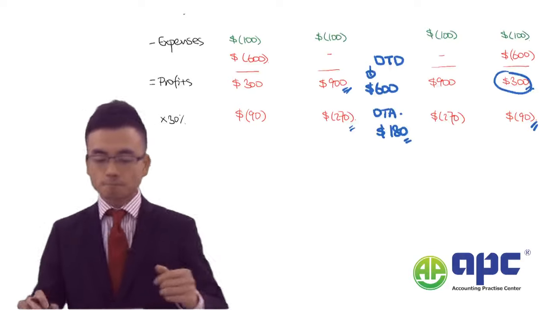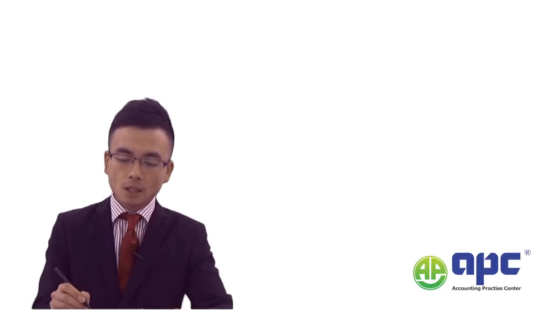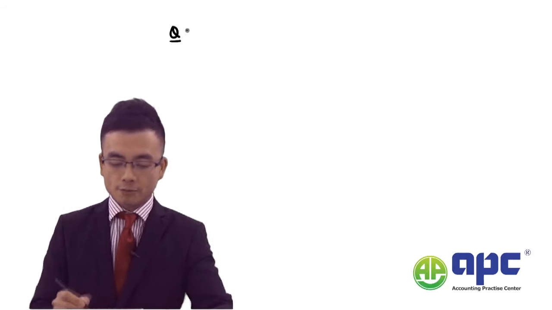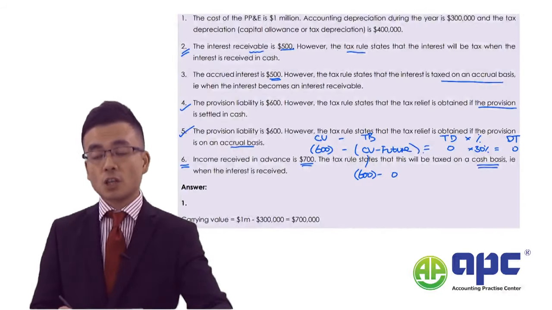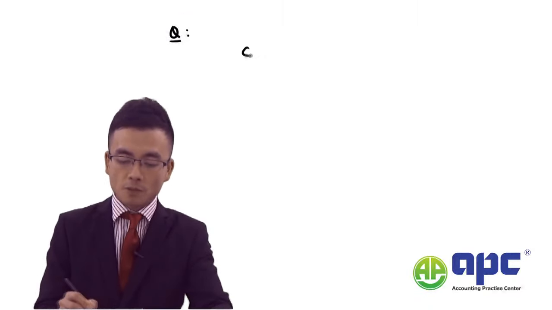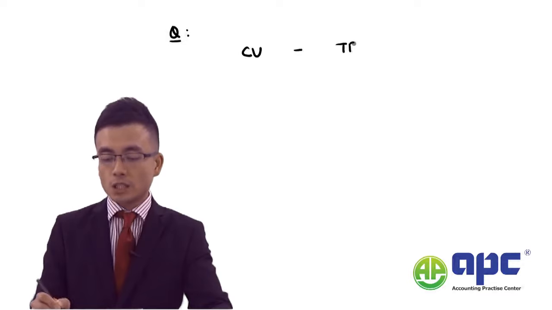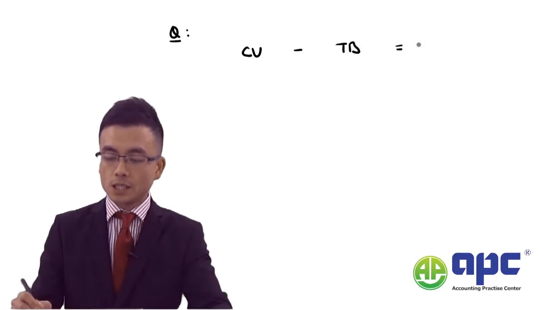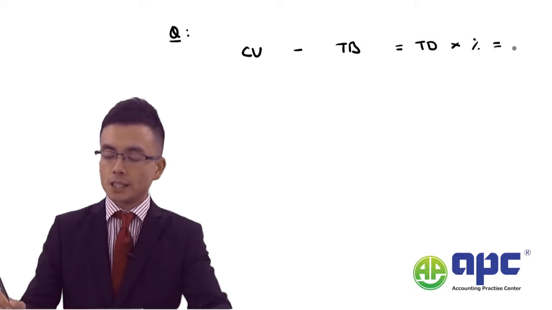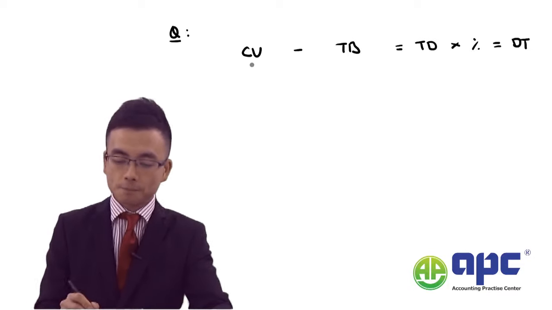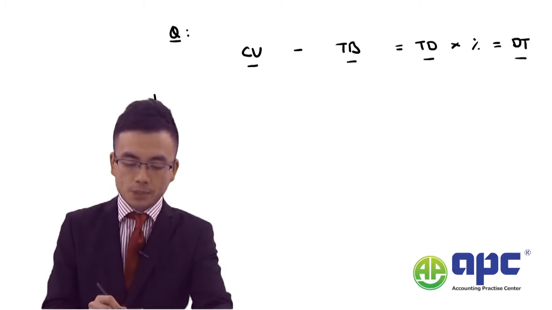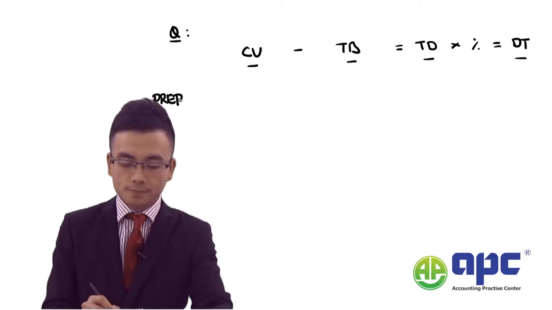Okay, now see that. There will be a special rule, okay, for the income received in advance of how to determine the tax base, and we'll see that later on. But let's lay out the pro forma first of all. We use the carrying value minus tax base equals the temporary difference times by the corporate income tax rate, and that will be the deferred tax here. Again, and this will be a prepaid income liability.